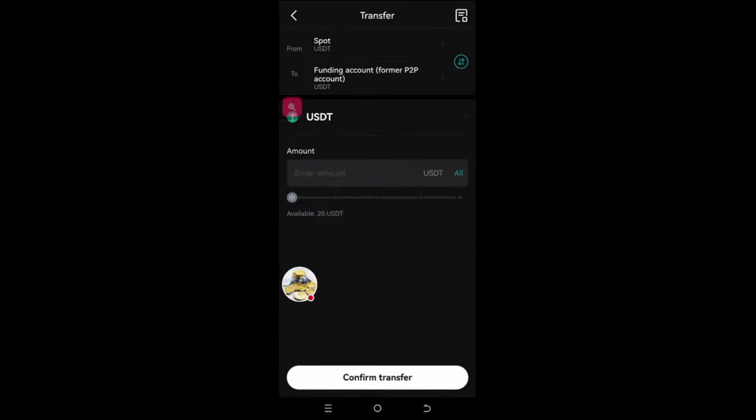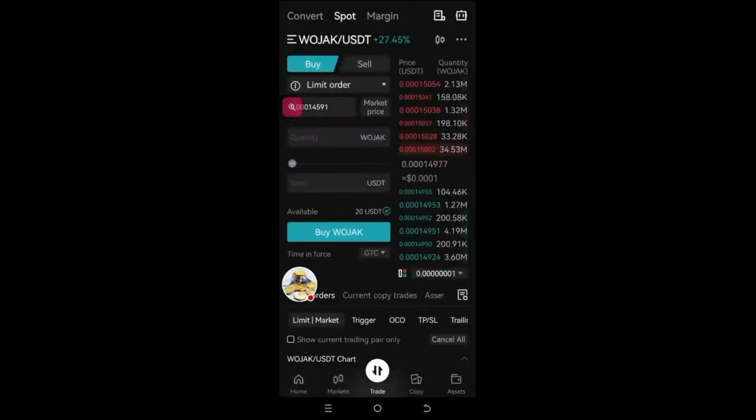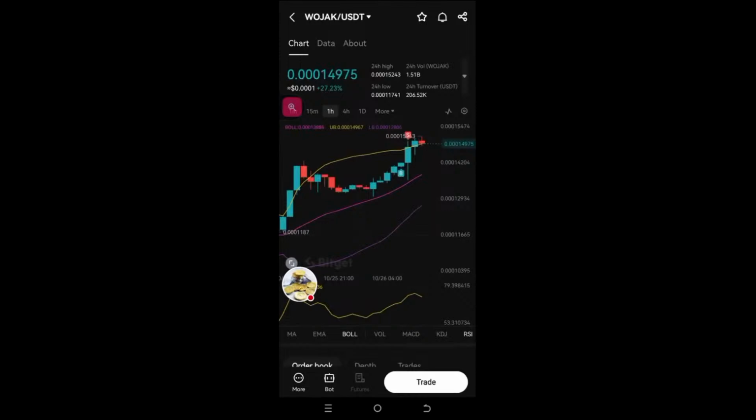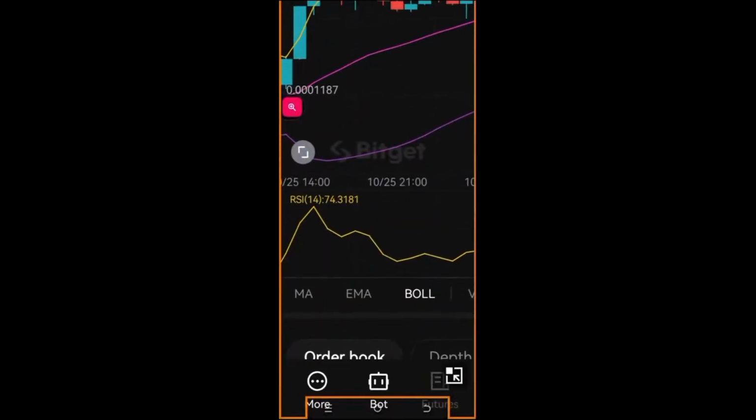All right, so we're going back in. As you can see, we are back with our $20. Okay, and Wojak really did well. Let's see the charts. Wojak did well, and it's now going down. It has to have its pullback time, of course. We can see that the Bollinger Band is still going up. Beautiful. Still going up. And the RSI is, that's it.